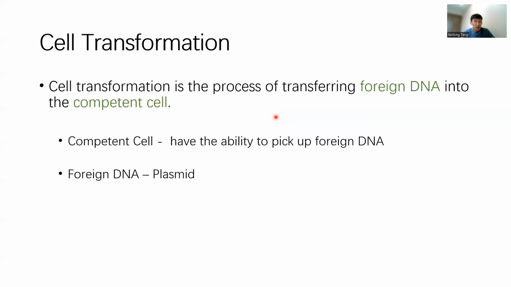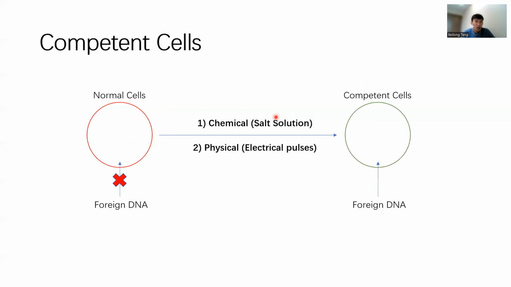So cell transformation is the process of transferring foreign DNA into competent cells. The competent cells usually refer to the cells that have the ability to pick up foreign DNA from the surrounding environment. The foreign DNA here is usually the plasmid. Normal cells cannot accept foreign DNA. Therefore, we need to make them into competent cells through a chemical way or a physical way.